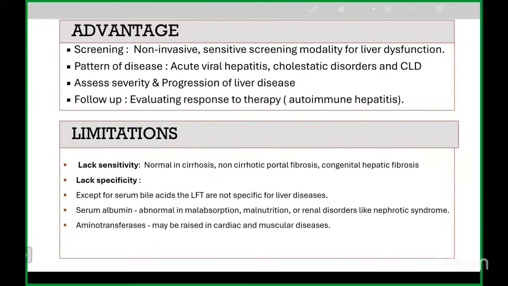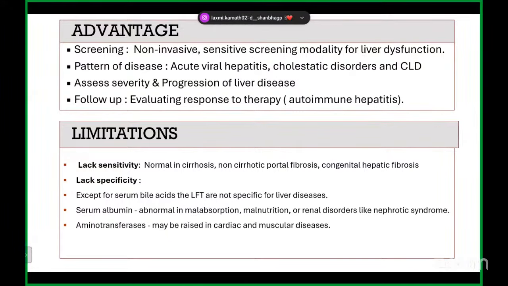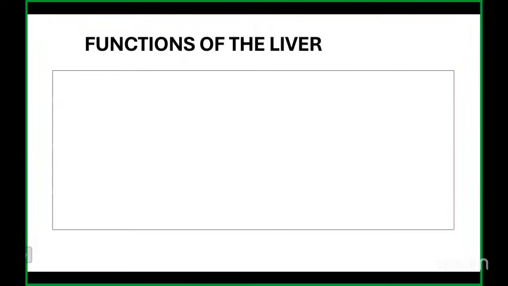So aminotransferases, like I said, SGOT, SGPT, may not be specific for liver. It will be deranged even in muscular diseases and even cardiac diseases. Correct? So these are the limitations of the LFT.